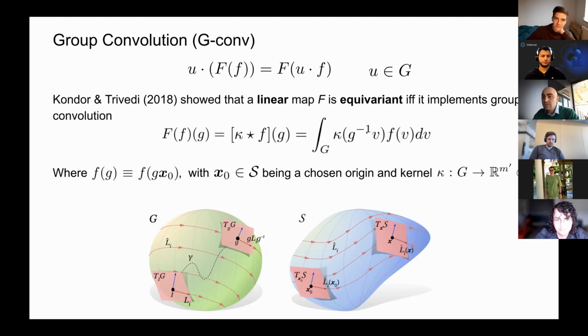So in the regular convolution, you would have, for example, g minus v. In the group convolution, you have g minus 1 times v, acting on v. And here, kappa is the convolutional kernel, which is basically a distribution over the group manifold itself.